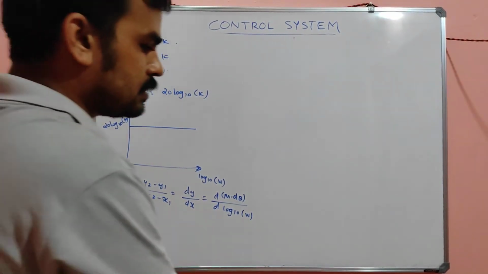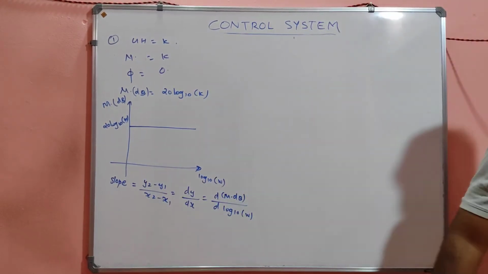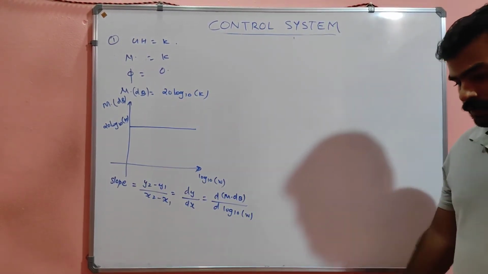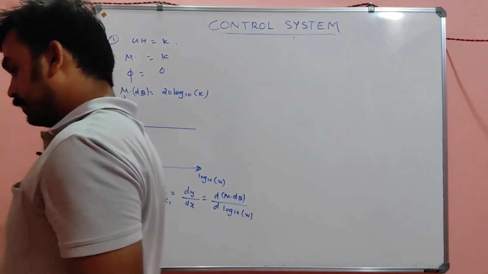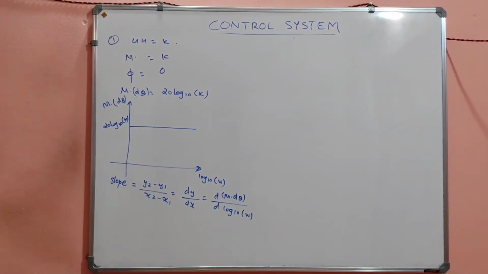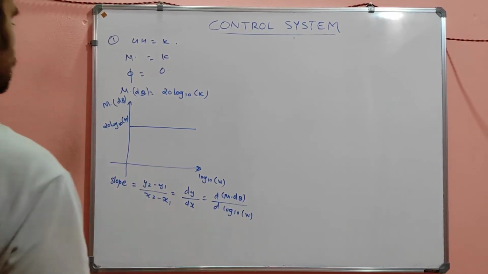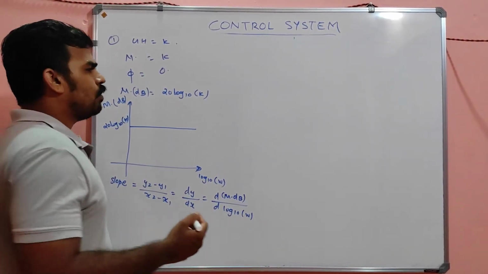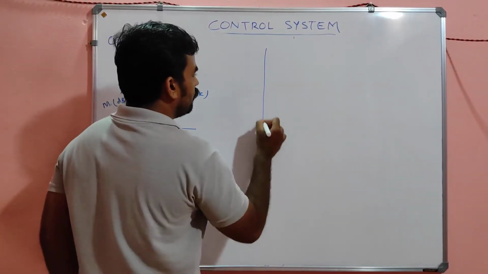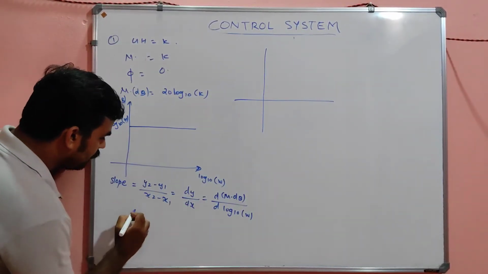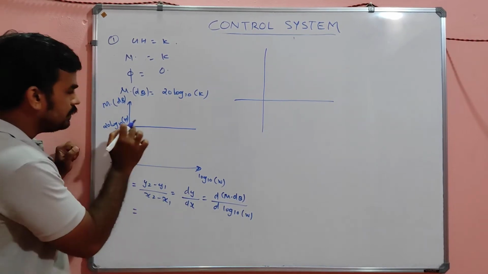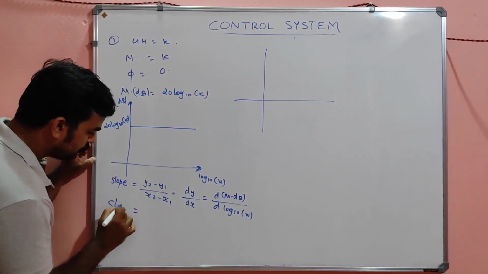Is it clear, my dears? The concept is clear now? Okay. We have just started, my dear. Please understand from the very basic level so that you can easily grab the concept and you can move on. Then what will be the other graph? So now what is the slope in this graph?